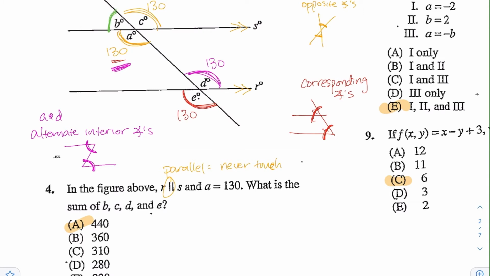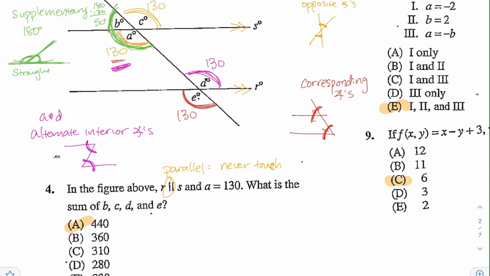So angle B and angle A, these two angles are supplementary. Supplementary angles add up to 180 degrees. So it would be something that looks like this. These two angles are supplementary. It's a straight line, which means it adds up to 180 degrees. So if angle A is 130 degrees, to get angle B, you would have to do 180 minus 130, which would give you 50 degrees.